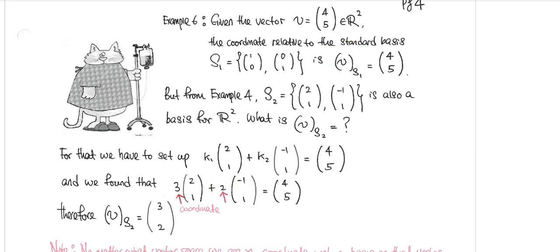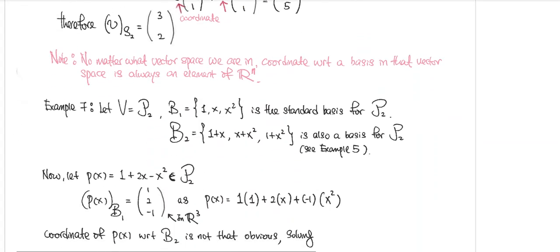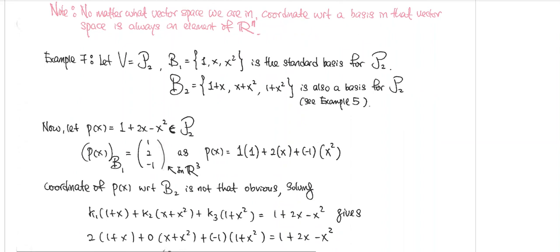We try to find these constants K1 and K2, these real numbers, and put them in column form, and that will be the coordinates of a specific vector. And you can see again, this applies to many different types of vector spaces. So let's say P2, same definitions.